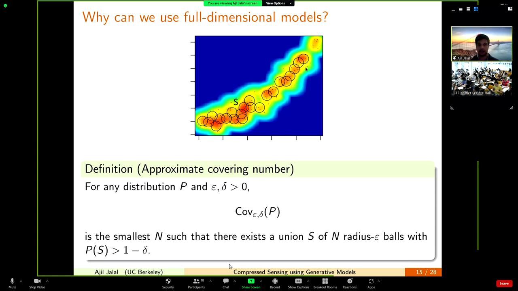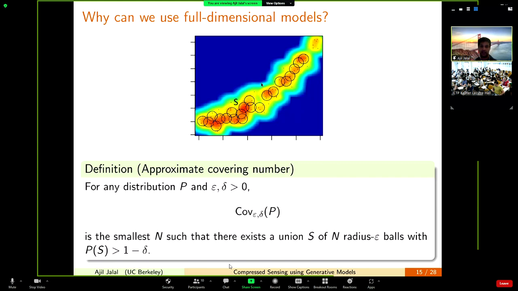So if you look at this heat map of a probability distribution, the blue areas are low density areas and the reds are the high density areas. If I take epsilon radius balls and keep them along the diagonal, then these cover most of the mass under P. There's some mass outside, but the union of these balls covers a large fraction of P. And if you count these balls, they seem to be only along the diagonal rather than in the whole plane. So this tells you that if you're willing to throw out some probability mass captured by a diffusion model, then there may exist some lower dimensional structure, and you should be able to exploit that to get compressed sensing results that are similar in spirit to what we are classically used to in compressed sensing and sparsity.